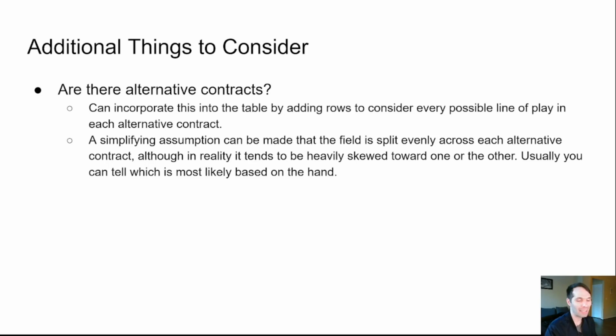And again, if you're able to do this, one of the simplifying assumptions you probably want to make is that the field is split pretty evenly across each alternative contract. But in reality, that doesn't happen to be the case. Usually, it's very skewed towards one contract over all of the others. And oftentimes you can tell. For example, in this particular case, I might imagine that the field will tend to play in 3 diamonds, right?